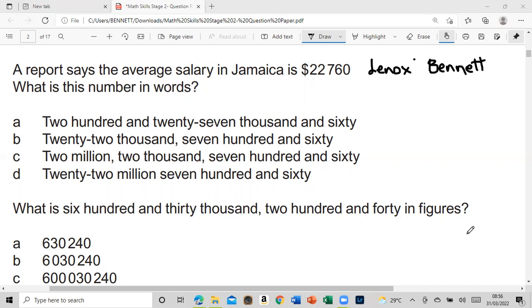Alright, so a report says the average salary in Jamaica is $22,760. What is the number in words? So we are supposed to find out what 22,760 is. A says 220 now. 22,760. Alright, so that will give us B. 22,760, just as we said up here. So number one will be B.